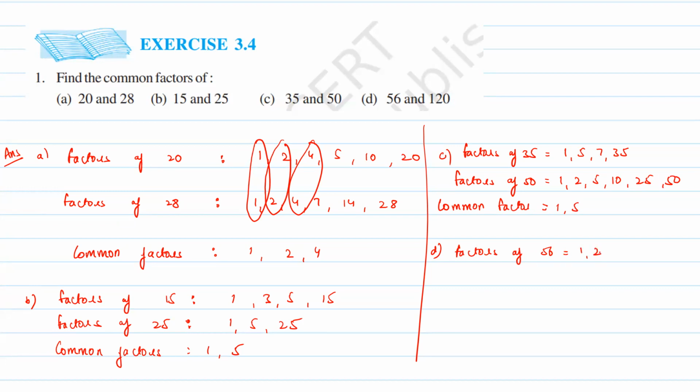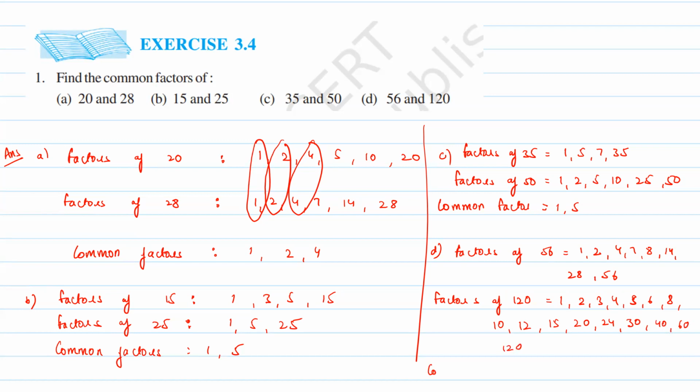D. Factors of 56 are 1, 2, 4, 7, 8, 14, 28, and 56. Then factors of 120 are 1, 2, 3, 4, 5, 6, 8, then after this 10, 12, 15, 20, 24, 30, 40, 60, and 120. Common factors are coming out to be 1, 2, 4, 8. Yes, that's it.